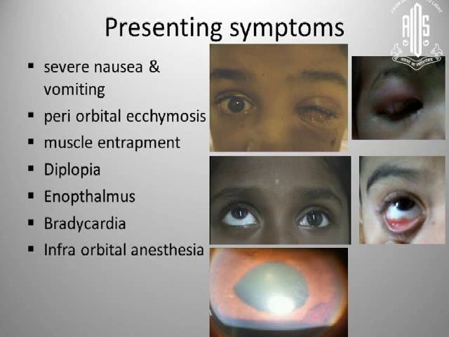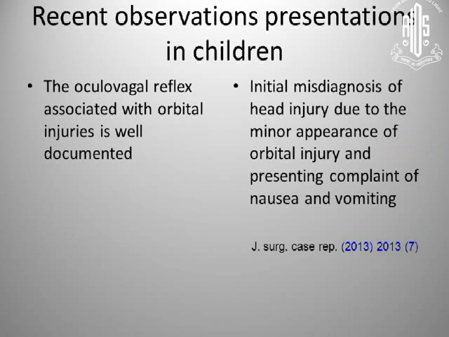The presenting symptoms are nearly the same, except for the fact that the oculocardiac reflex or oculovagal reflex is much more prominent in a child, and it often leads to a misdiagnosis of a head injury. But this should be kept in mind, that it could be just the oculocardiac reflex of a child presenting with nausea and vomiting. You have to rule out head injury, but you also have to keep in mind the oculovagal reflex.